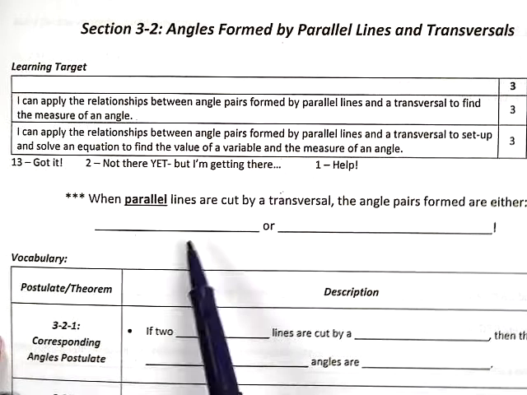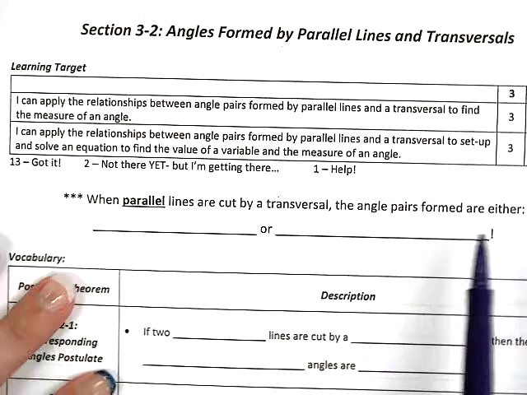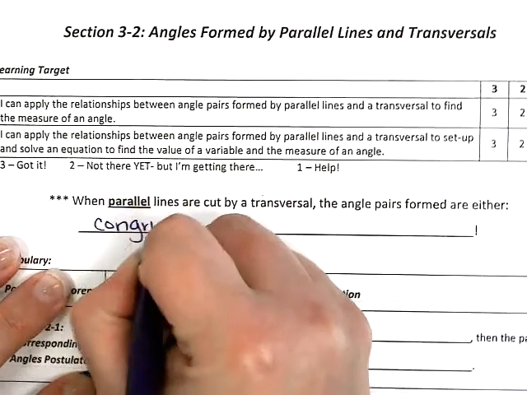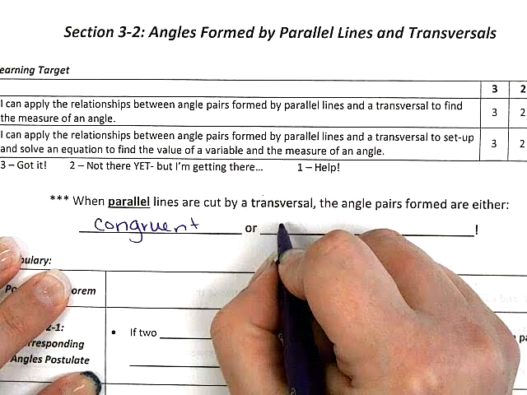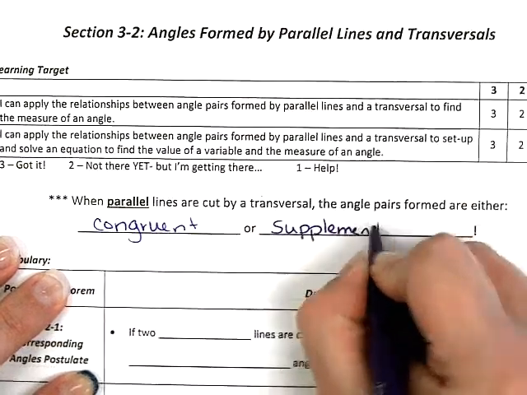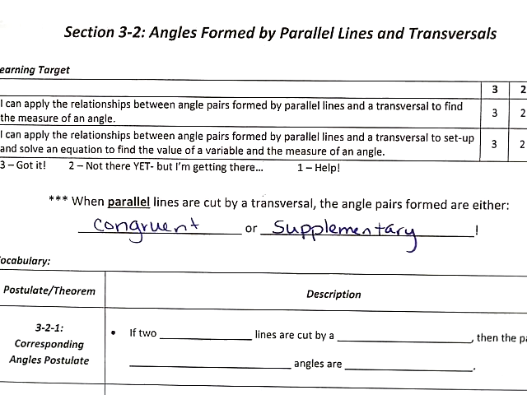When parallel lines are cut by a transversal, the angle pairs that are formed are either congruent or they are supplementary. All right, that is going to be key to everything in this section right now.